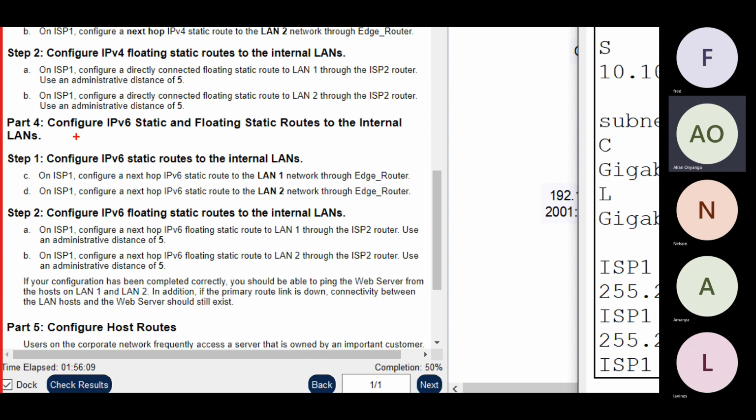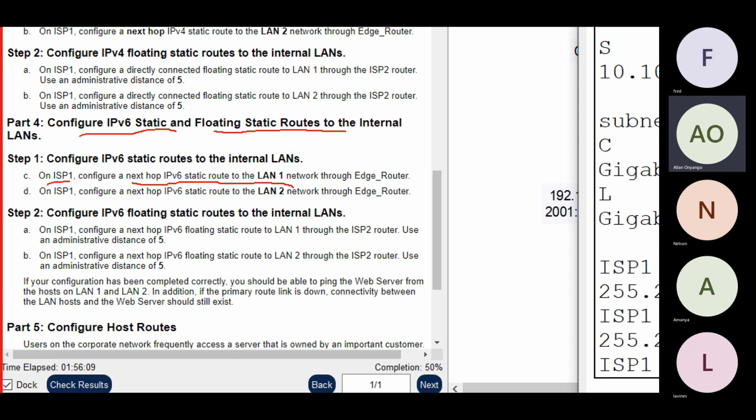So in part 4, we're going to configure IPv6 static and floating static routes to the internal LANs. So you're going to configure IPv6 static routes to the LANs. So on ISP1, again, on ISP1, configure next hop IPv6 static routes to the LAN 1 network through the edge router.